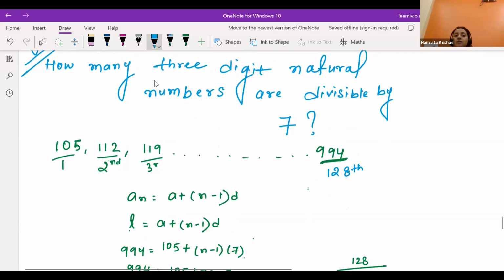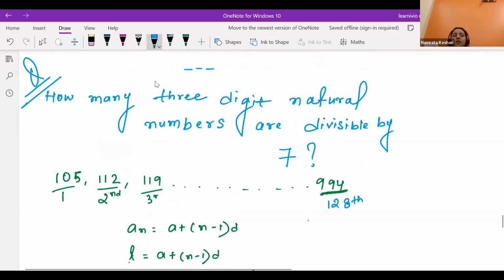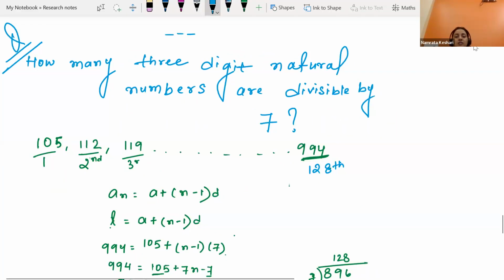First, we have found the sequence. What is the first three-digit number which is divisible by 7? You can take any three-digit number. Just try taking in the range between 100 to 110. Check which number in this range is completely divisible by 7. You can divide 100 by 7, you can divide 110 by 7, you will get the same 105.